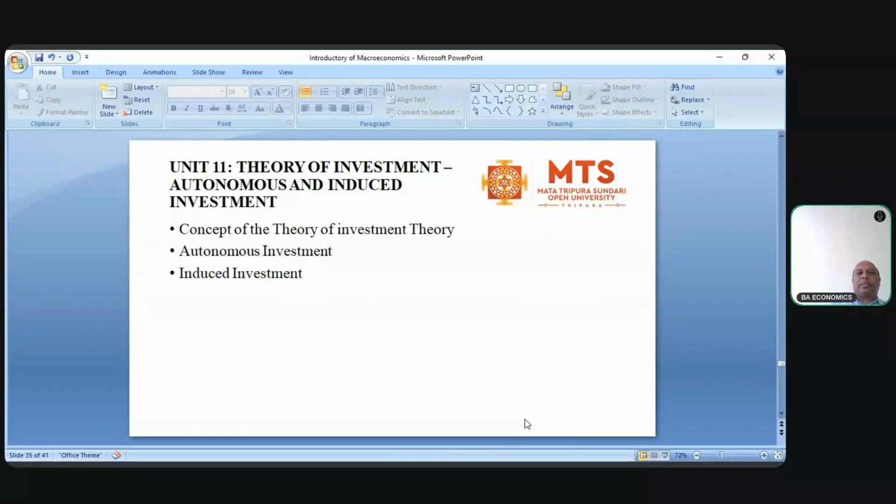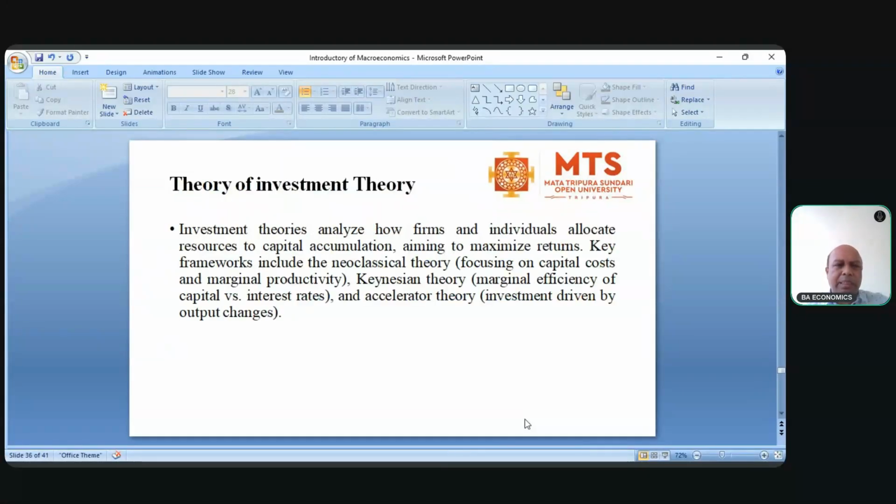So in this way, I have completed unit 10. Unit 10 basically discusses the marginal efficiency of investment and various types of investment tools. And now unit 11, which is basically the extension part of the previous unit. In this unit, I discuss the concept of the theory of investment. I said previously what the various types of investment are, and all this is discussed here. So, theories of investment.